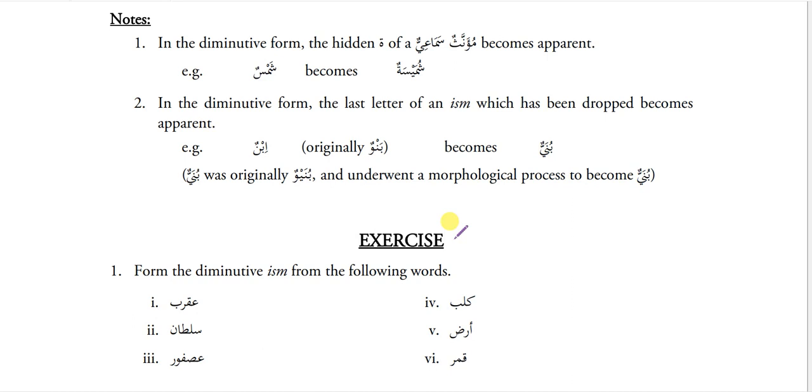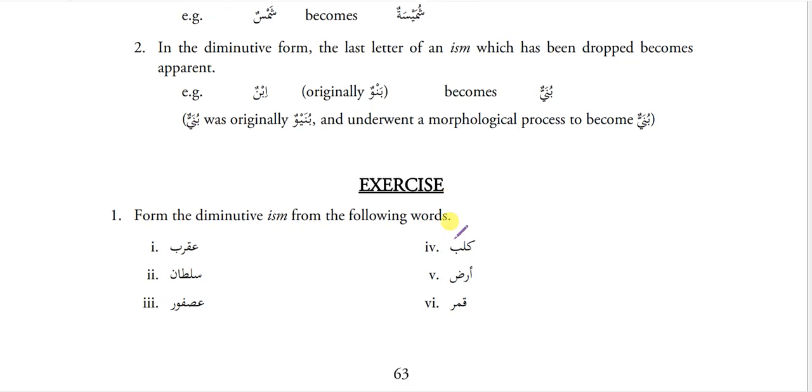In the diminutive form, the hidden ta of muannas simai becomes apparent. So shamsun is a muannas word. How are we saying that? Because shamsun was actually shamshatun. So when we make a tasgir, that ta comes. So shamsun becomes shumaysatun.